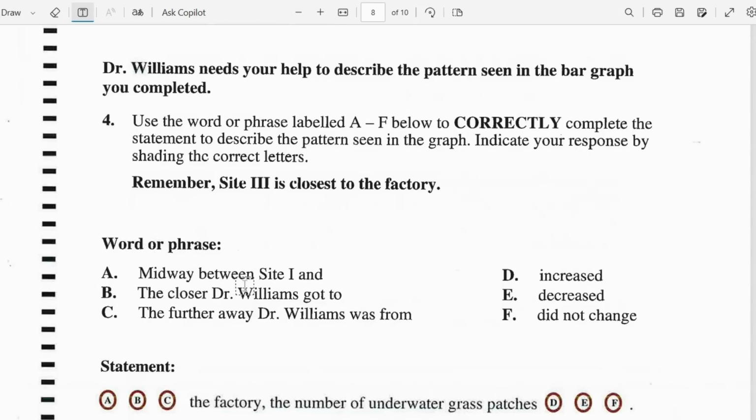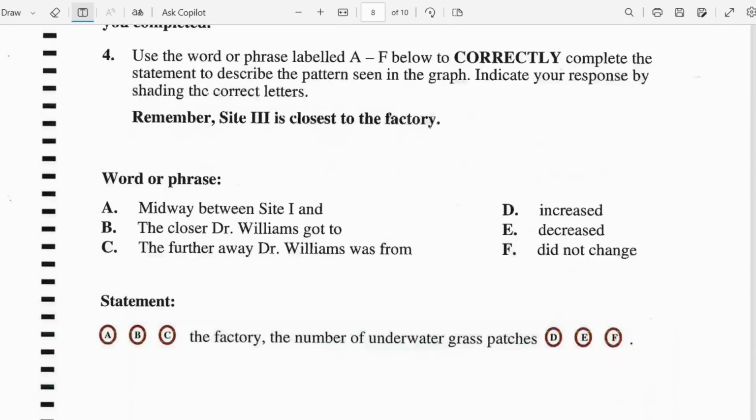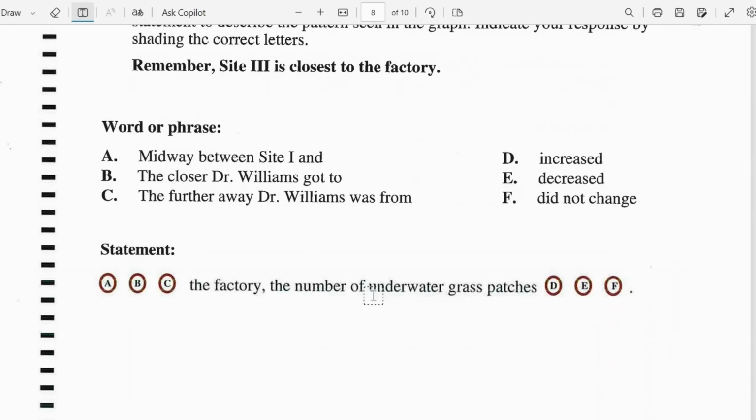Word or phrase: midway between side 1, and the closer Dr. Williams got to, the farther away Dr. Williams was from. And we have increased, decreased, did not change. So let's read the statement now. The closer Dr. Williams got to the factory, the number of underwater grass patches decreased. So that would be B and E.